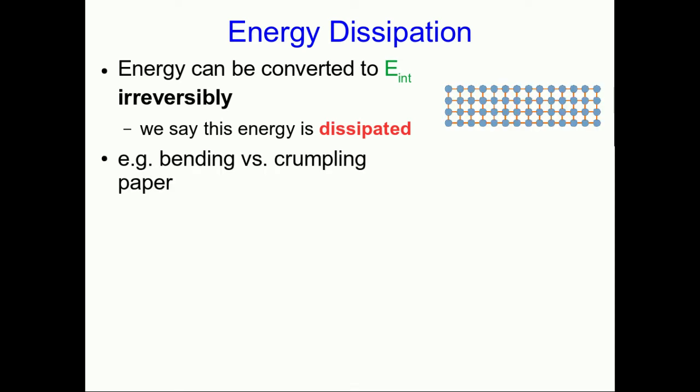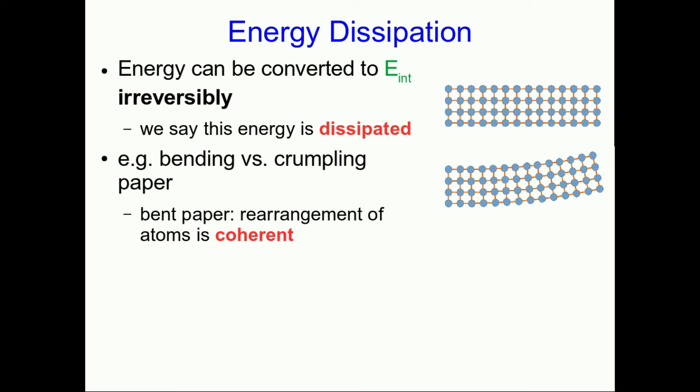To understand what's happening in bending paper versus crumpling paper, think at the atomic level, and a simple picture is that when you just bend the paper, then the atoms rearrange in fairly orderly ways with just a few stretches of bonds. We say that this rearrangement of atoms is coherent, which is just another word for orderly.